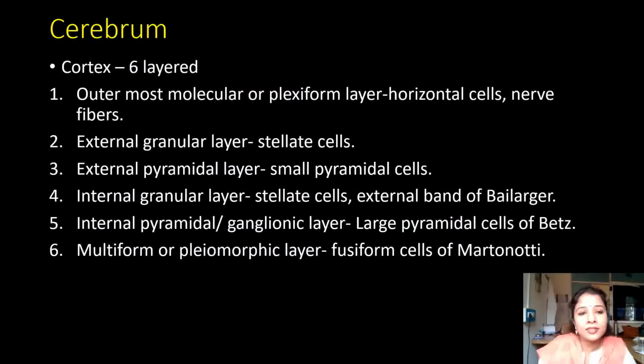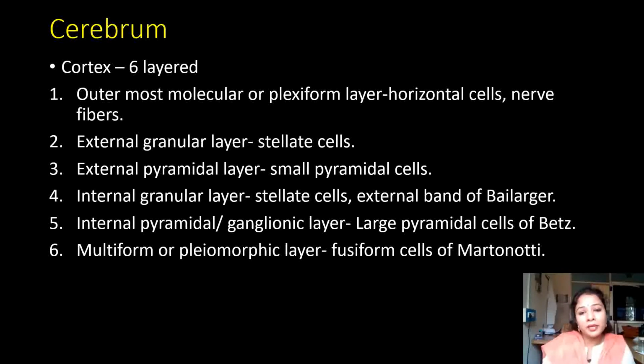Let's see the layers. The outer layer is called the molecular layer or plexiform layer, where there are more nerve fibers and a few horizontal cells. Then the external granular layer; granular means stellate, so they are more star-like cells. Then the external pyramidal layer, with small and medium sized pyramidal cells, and the internal granular layer, again stellate, which has a band of white matter within it, called the external band of Baillarger.